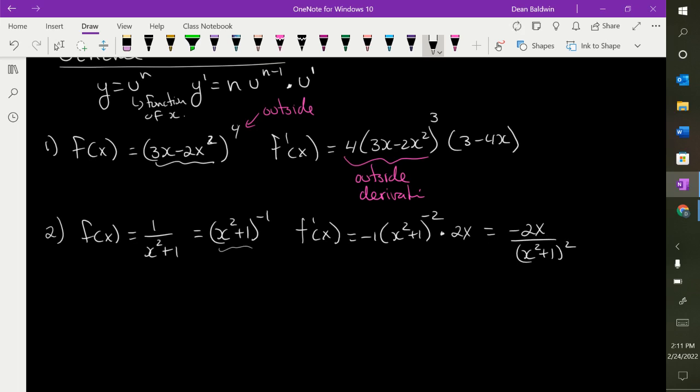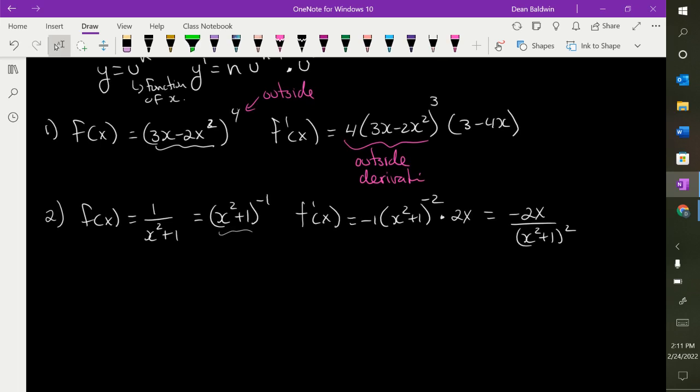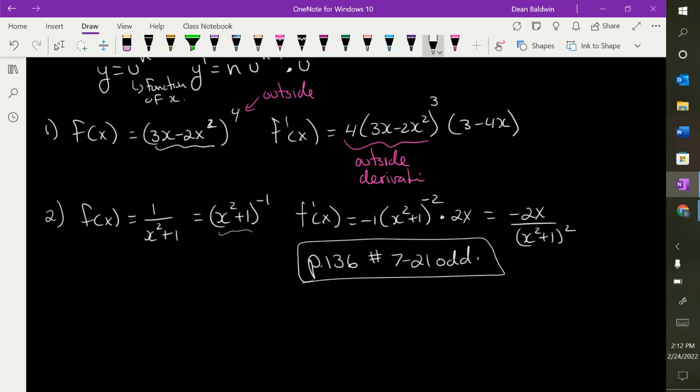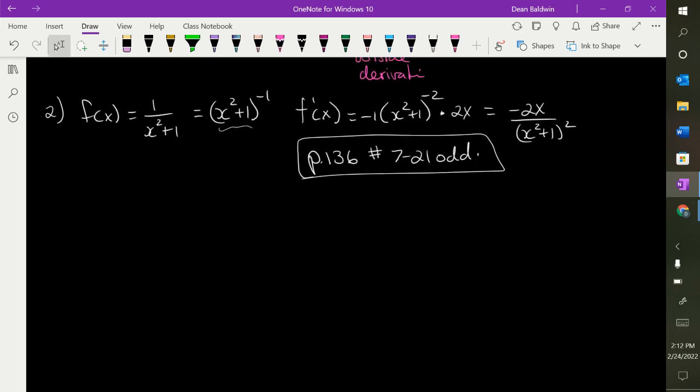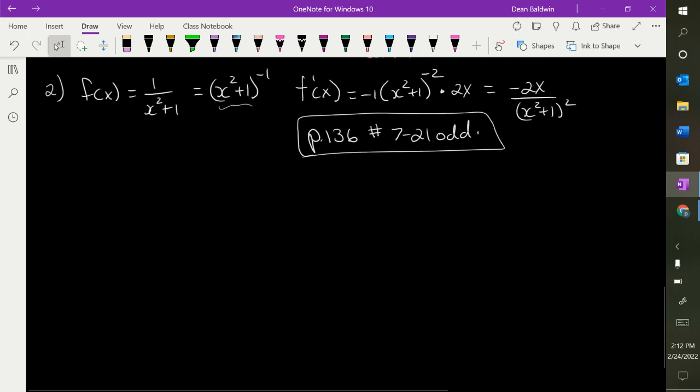Okay. If you want practice just on the basic ones like that, you're going to go to page 136, numbers 7 to 21 odd. You can take a break, stop the video, come back, because now I'm going to start looking at some more basic trig ones before we get into the really crazy stuff. All right, trig plus chain rule.